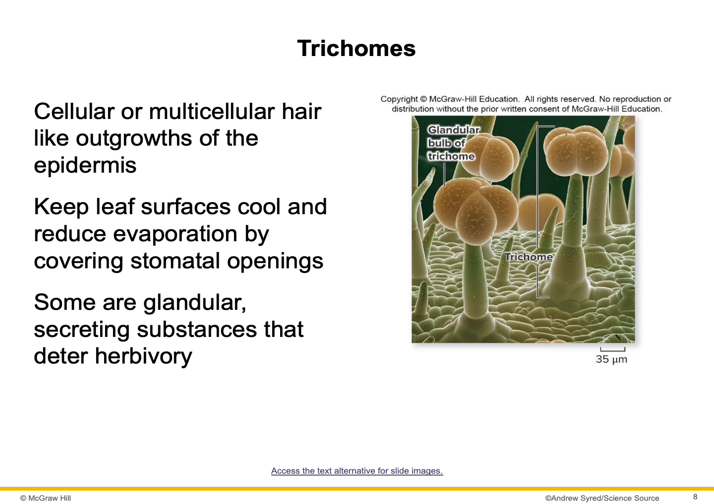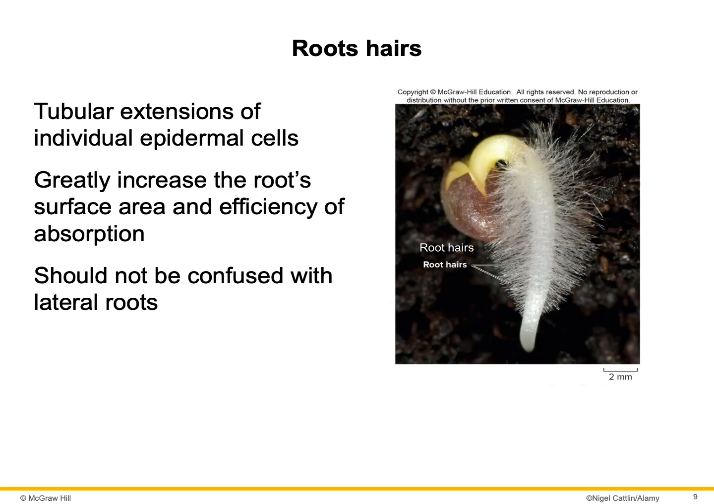Another specialized cell type that occurs in the epidermis is called trichomes. Trichomes are unicellular or multicellular hair-like outgrowths of the epidermis that can frequently be found on stems, leaves, and reproductive organs. Functionally, trichomes keep the leaf surface cool and reduce evaporation by covering the stomatal openings. Trichomes can also protect leaves from high light intensities and UV radiation. Some trichomes are glandular. They often secrete sticky or toxic substances to deter herbivory.